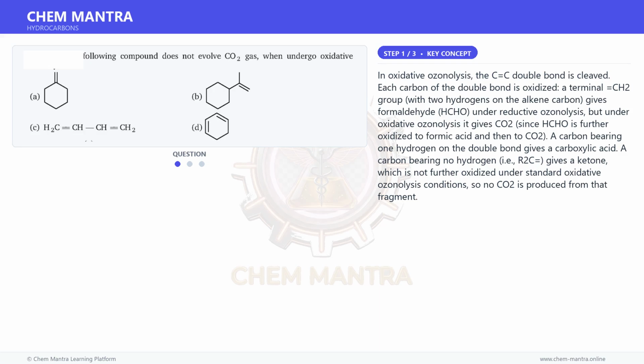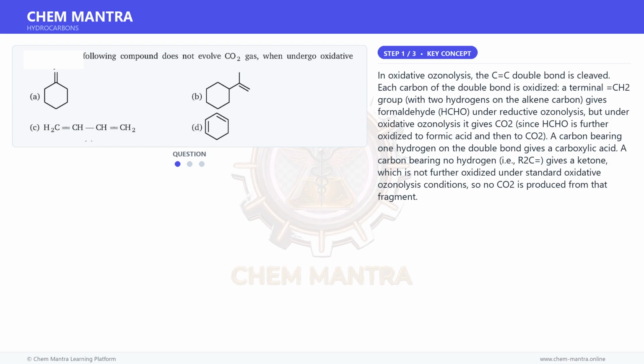In oxidative ozonolysis, the C=C double bond is cleaved. Each carbon of the double bond is oxidized. A terminal =CH2 group with 2 hydrogens on the alkene carbon gives formaldehyde, HCHO, under reductive ozonolysis, but under oxidative ozonolysis it gives CO2, since HCHO is further oxidized to formic acid and then to CO2.